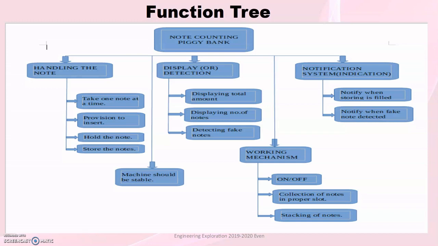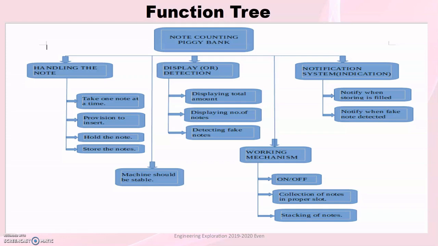So, from the given problem definition, we could divide the whole working into 5 parts. 1. Handling the note. Taking one note at a time. Holding and storing of notes comes under this. Next is the display function. Displaying the total amount, number of notes and detection of fake notes comes under this. Indication is the notifying of fake notes and storage full.